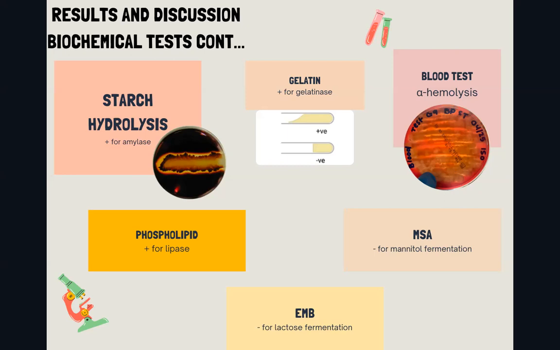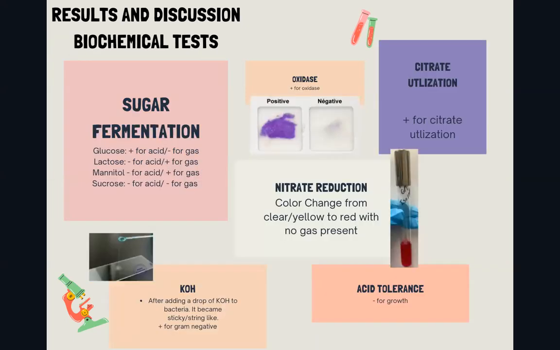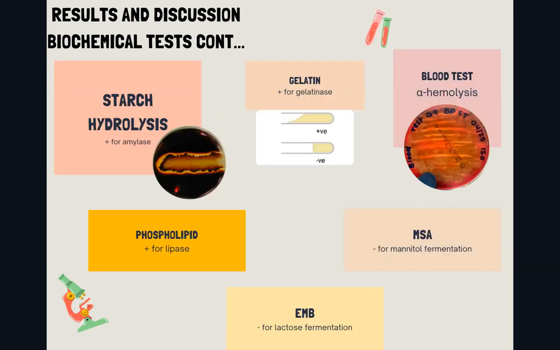For the EMB biochemical test, we found that it was negative for lactose fermentation. And lastly on this slide is the MSA plate. Our isolate showed that it was negative for mannitol fermentation, and the MSA plate and the EMB plate were good tests to conduct because our results were consistent with the results obtained in the sugar fermentations test for lactose and mannitol, further proving our results.